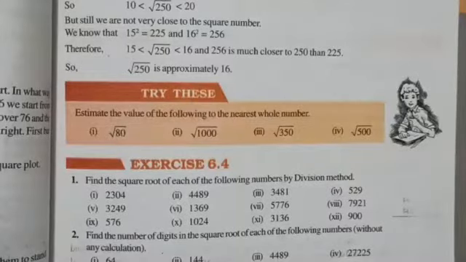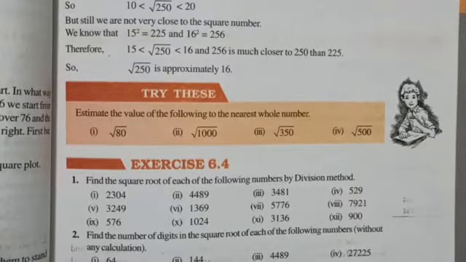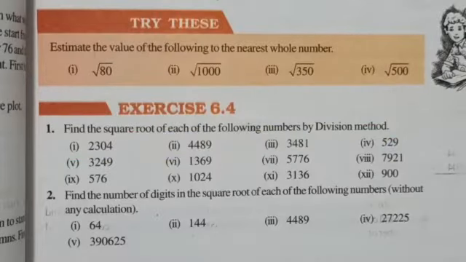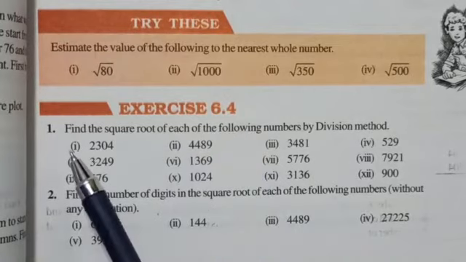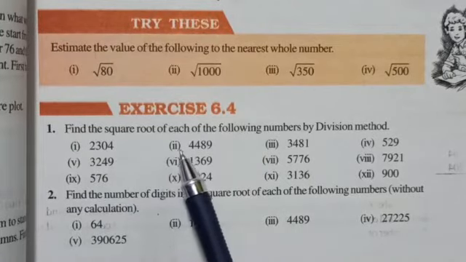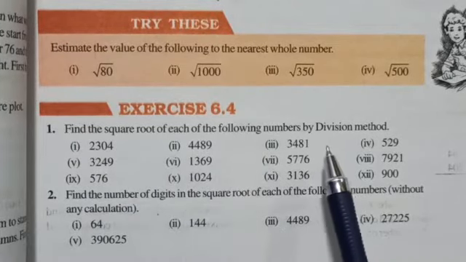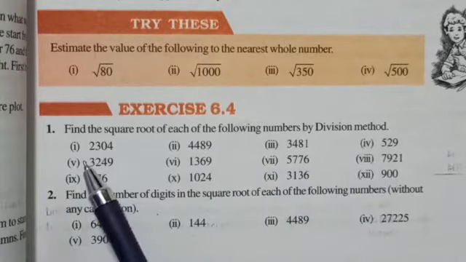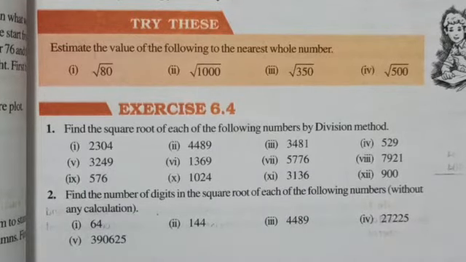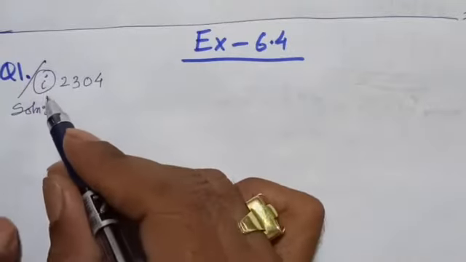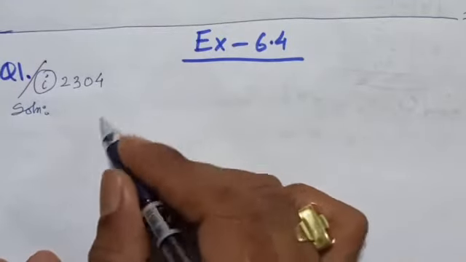Okay, now let us start exercise 6.4. Exercise 6.4, question number 1. Find the square root of each of the following numbers by division method. Now let's try this Roman number 1, 2304. Now solution.